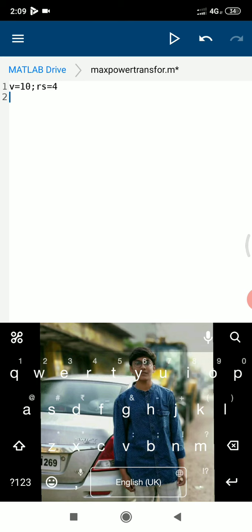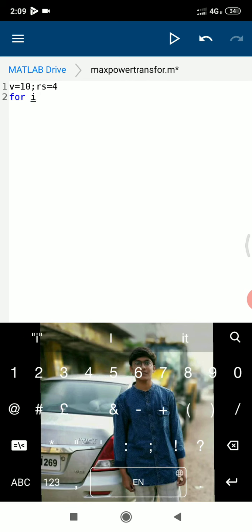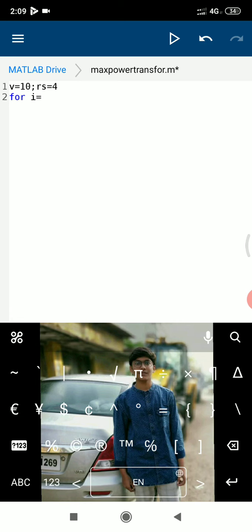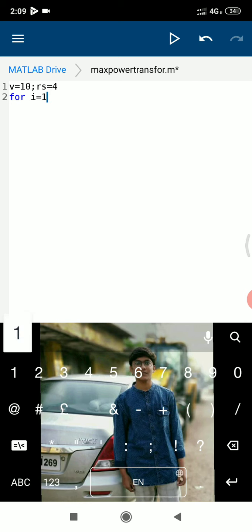Going to the next step, I am going to do this program by using a for loop. I am taking i equal to 1:41. Why am I taking i equal to 41? I will say in the next step.